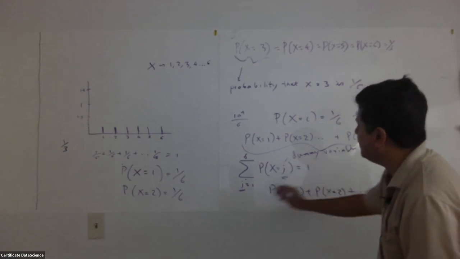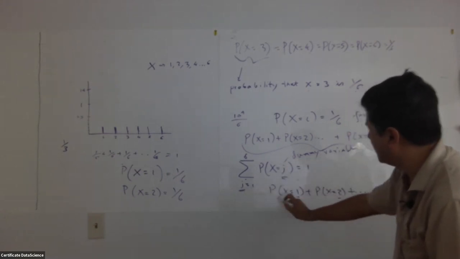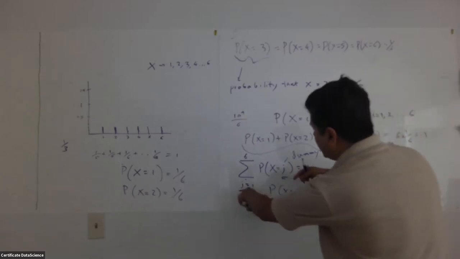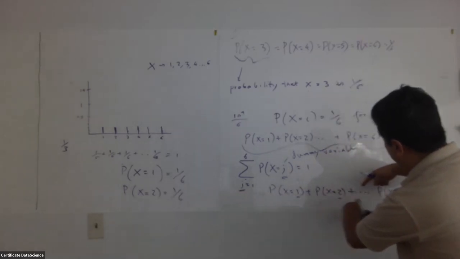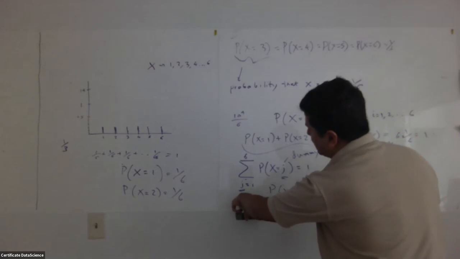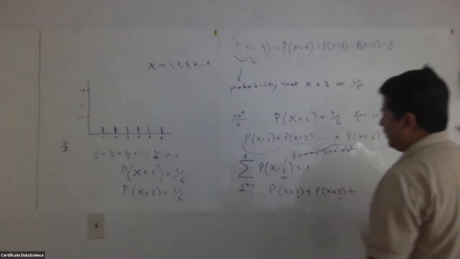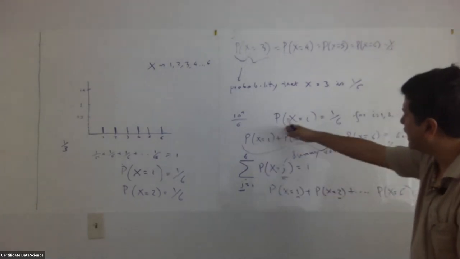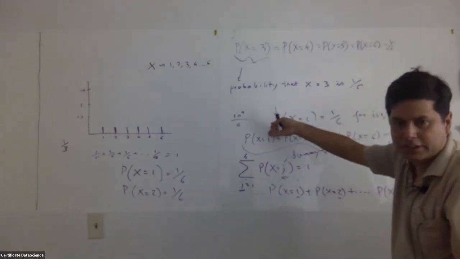This doesn't mean you can use any symbol you want, because essentially you are using a compact notation that says, when J equal to 1, what is it? J equal to 2, 3, 4. You might write X, any symbol. So now, this is a probability distribution.